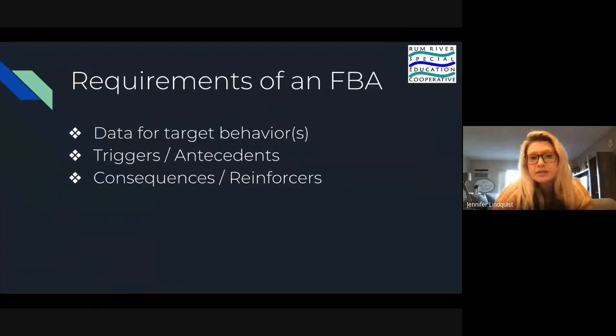So what are the requirements of an FBA? We need data on the target behaviors, and that data includes the antecedents, what happens right before the target behaviors, as well as the consequences, what happens right after those target behaviors.